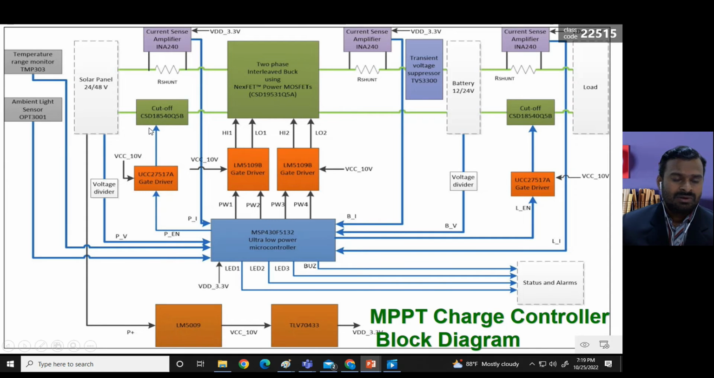Okay, so this action will be taken care of by this microcontroller. This microcontroller is getting the input from various parameters like voltage sensor, current sensor, and everything. It is getting the input based on the code we have written, so it can decide whether the panel can be connected to the buck converter or not. Also, the temperature sensor and ambient light sensor are giving input to this microcontroller.